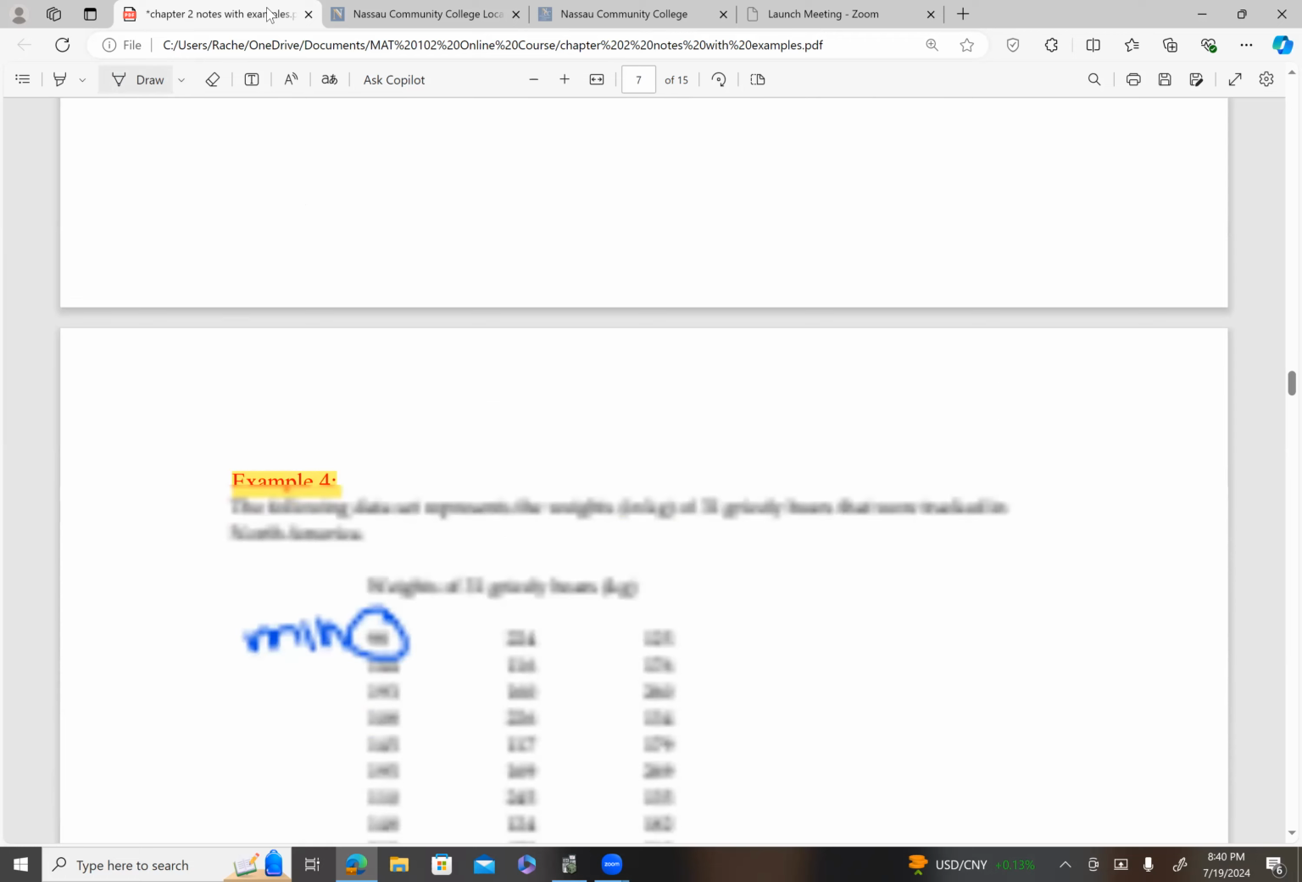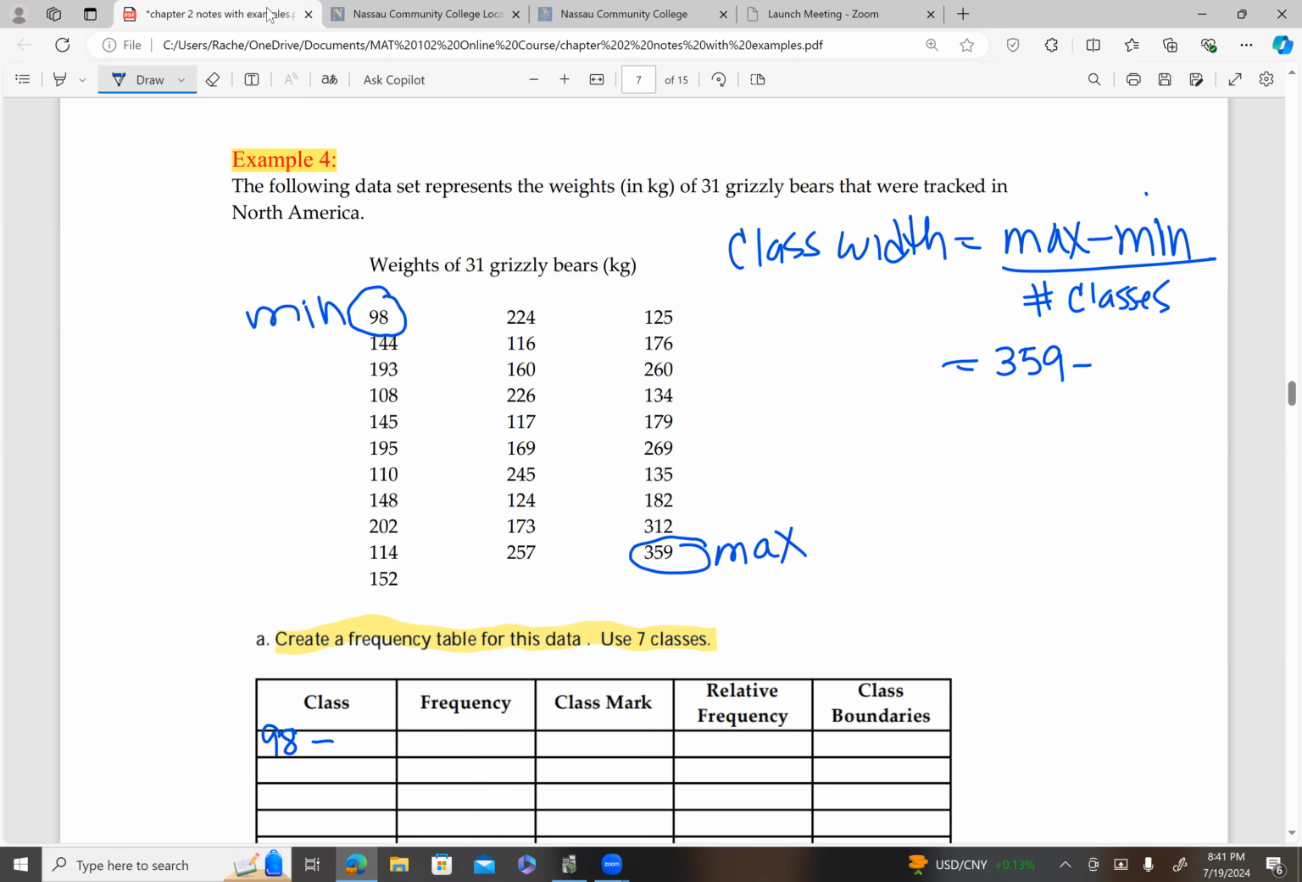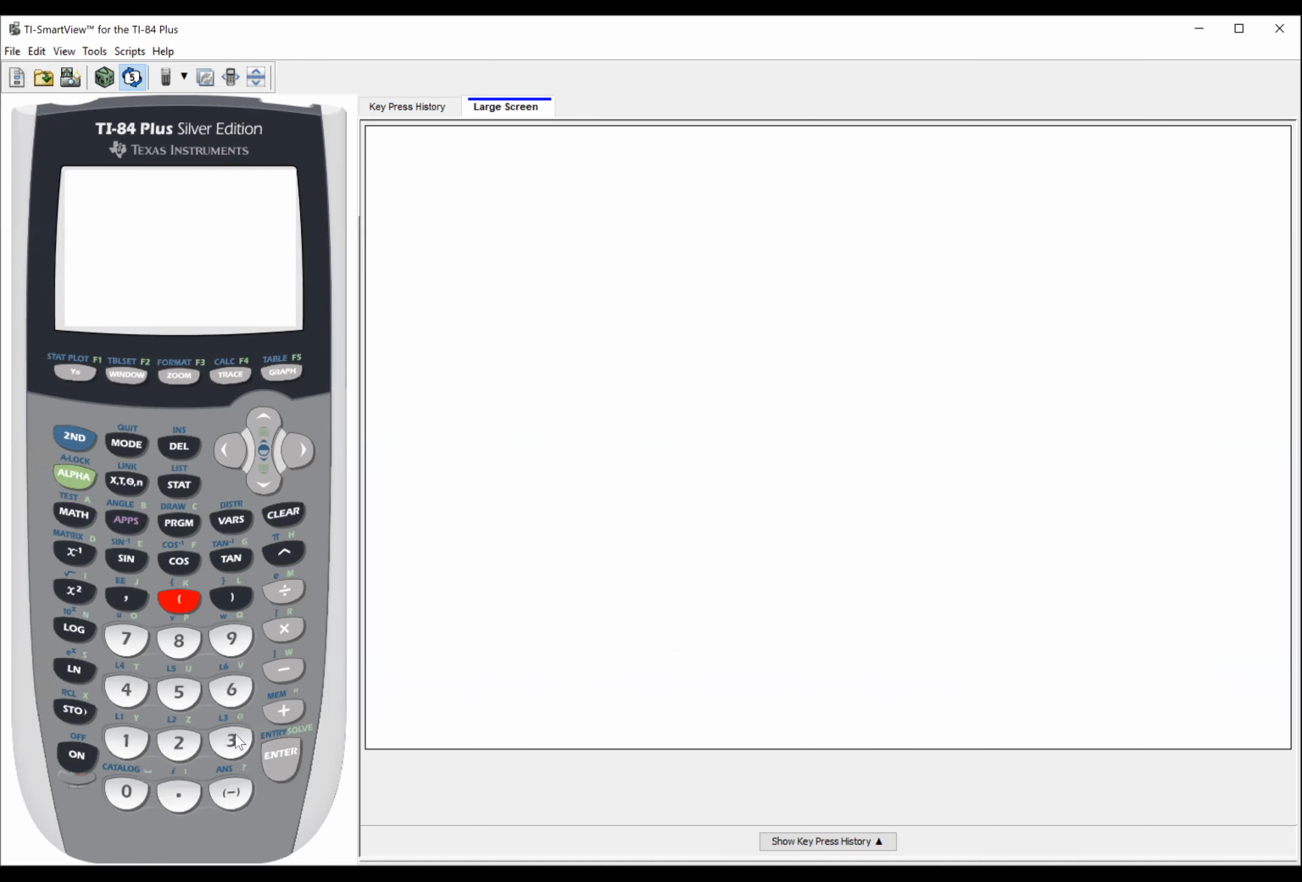So let's use this formula to calculate the class width for this example. So we take the maximum data value in the set minus the minimum data value in the set, and we divide by the number of desired classes, which in this case is 7. So we're going to take the max, which is 359. We're going to subtract the minimum data value, which is 98. And then we're going to divide by 7 because we're using 7 classes. And we could do this together on the calculator. So if I share my calculator screen, I'm going to take 359 minus 98.